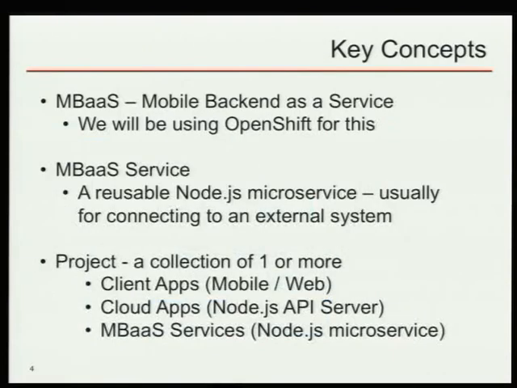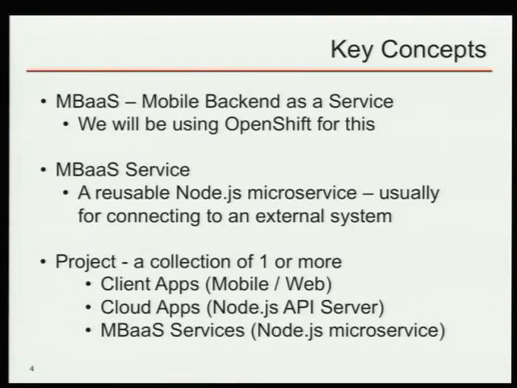So, some of the key concepts we're going to talk about today. The first one is MBaaS. As I said, that's the mobile backend as a service. It's that piece running in the cloud that your mobile app communicates with. In this case, we're going to be using OpenShift to provide our MBaaS.